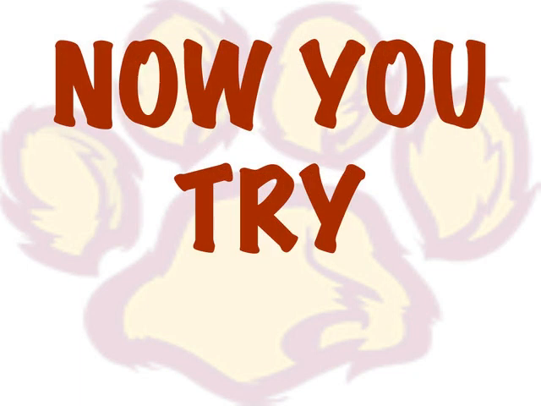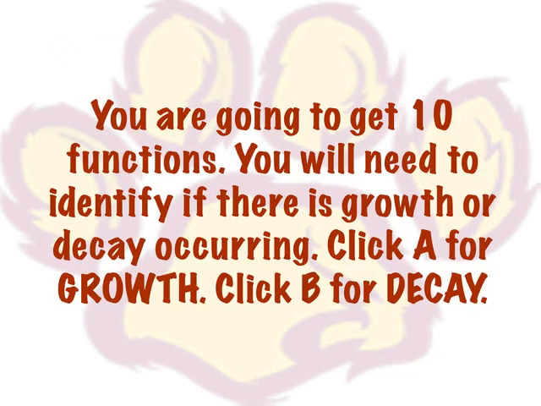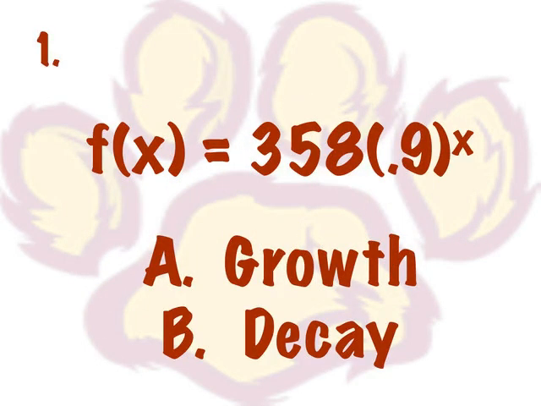Now, I'm going to have you try some. You're going to get 10 functions. Out of these 10 functions, you're going to need to identify if there is growth or decay occurring. For each problem, you'll click A if there's growth, and click B for decay. Ready? Go. Number 1, f of x equals 358 times 0.9 to the x power. Is it A, growth, or B, decay?